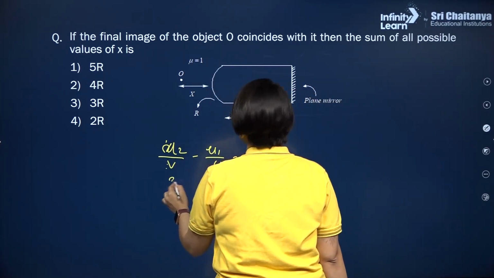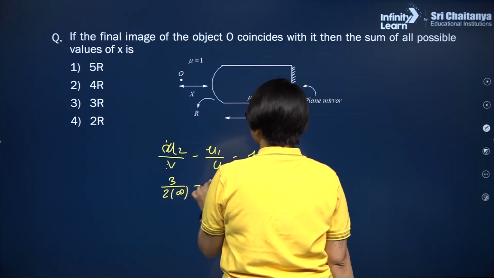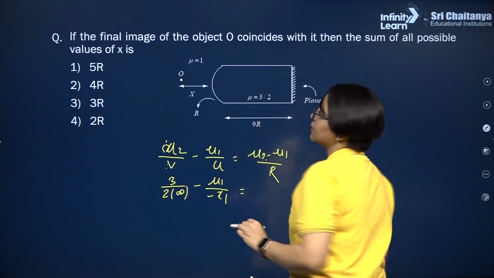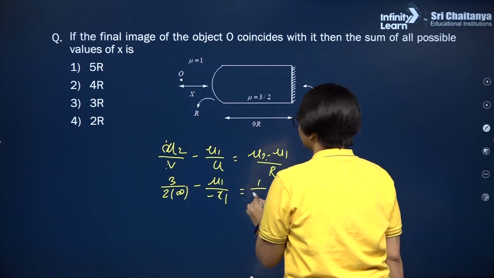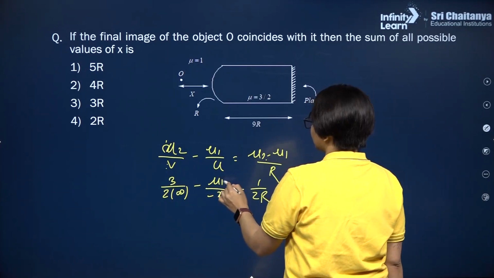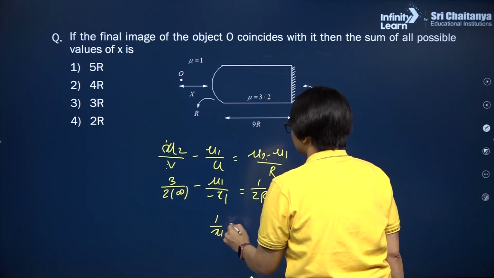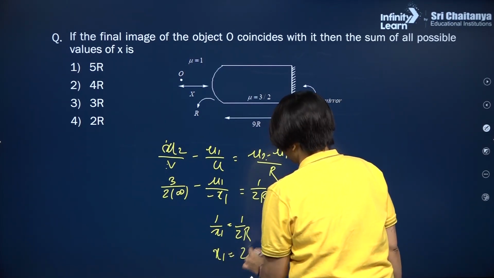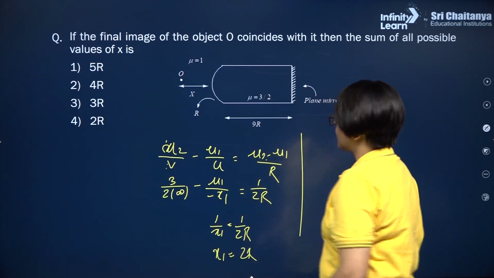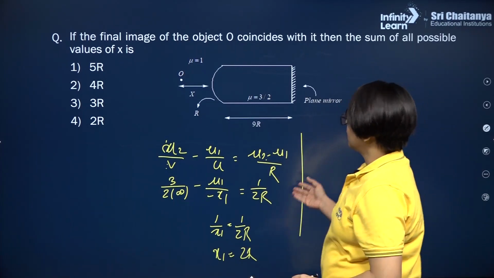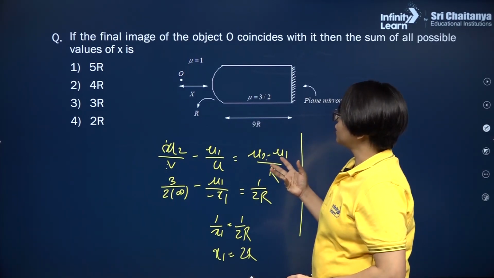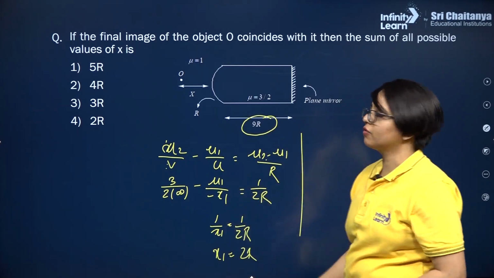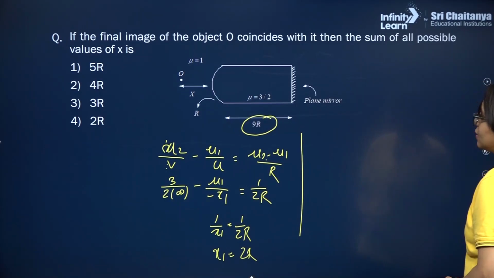So over here mu 2 is 3 upon 2 times infinity, minus mu 1 upon minus x1, is mu 2 minus mu 1, that is 3 by 2 minus 1, which is 1 by 2R, right. So over here mu 1 is 1. So basically 1 upon x1 is 1 upon 2R, and x1 is 2R. Now the second case is when the image is at 9R, then you will get the second value x2, so that object and image coincide.